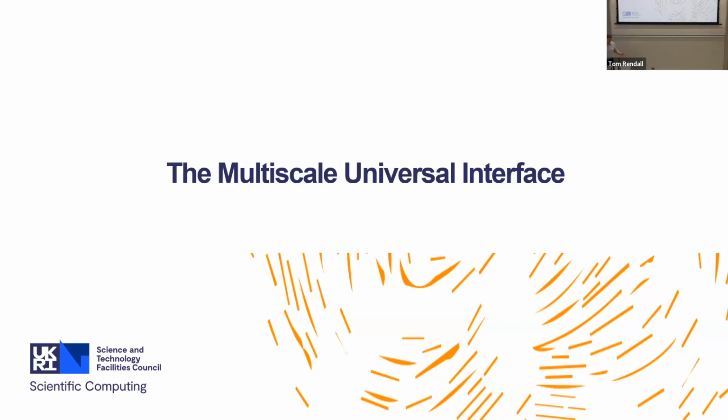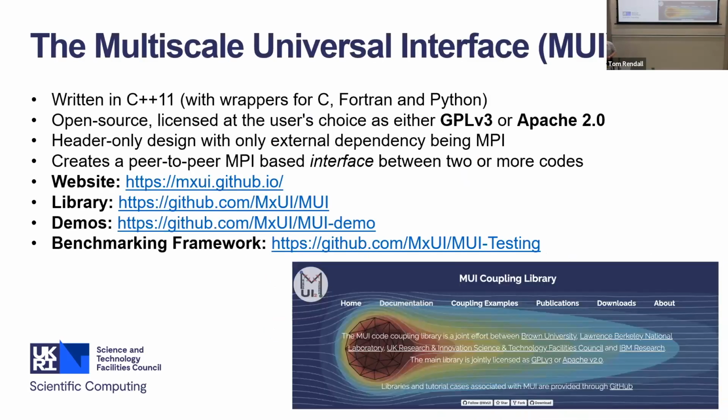I won't go into any detail of the other libraries. I have good working relationships with a lot of them, so if you'd like to ask me any questions, please do. But MUI itself is a whistle-stop tour of the software. It's written in C++ using the C++11 standard. There are wrappers for C, Fortran and Python. It's open source, licensed with two different licensing structures, and one of them, Apache 2.0, is very permissive, so you can almost do what you want with it.